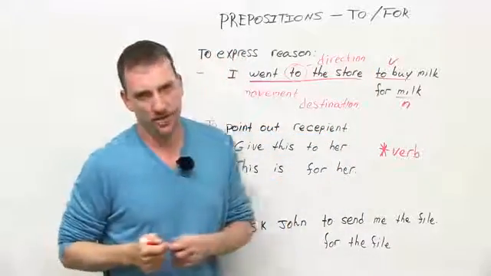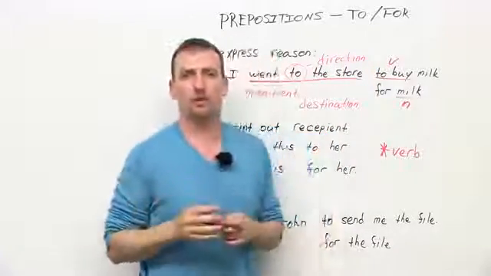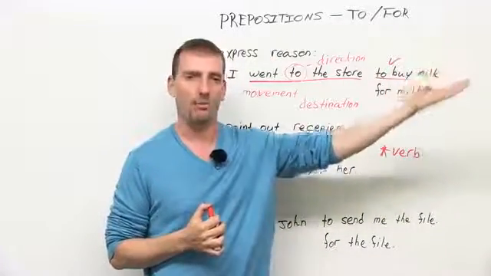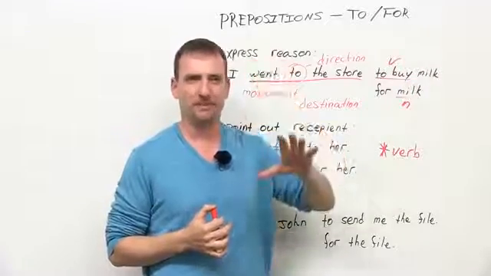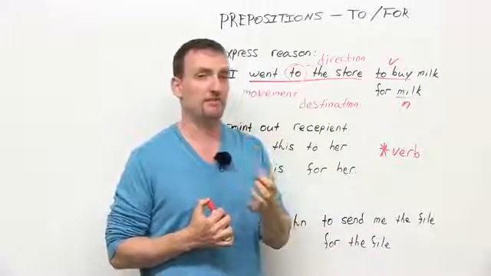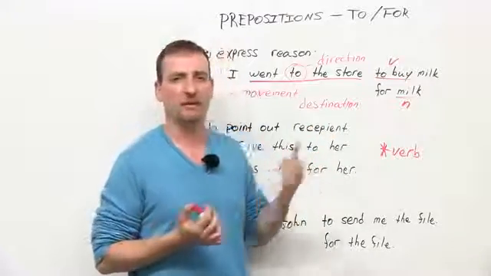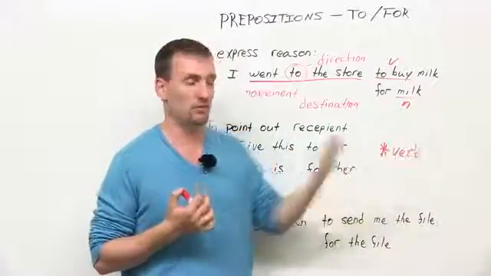Now, there are, of course, exceptions. There are situations where you can use for: head for the hills, make for the lobby. But very, very specific situations, very specific verbs, and you're not going to use them that often because they're not as common. Easier to just use go.